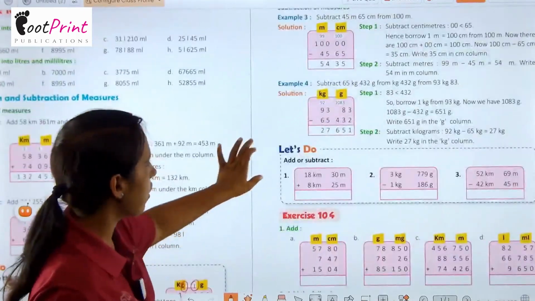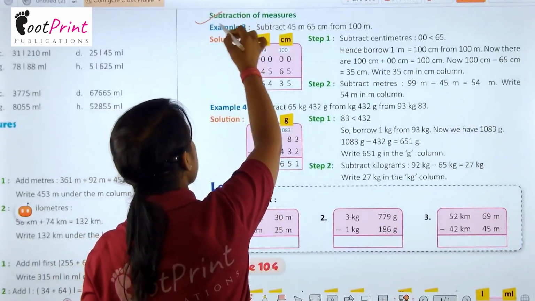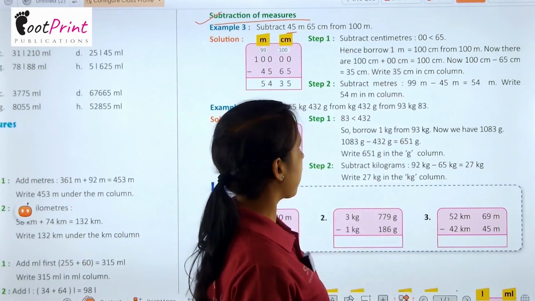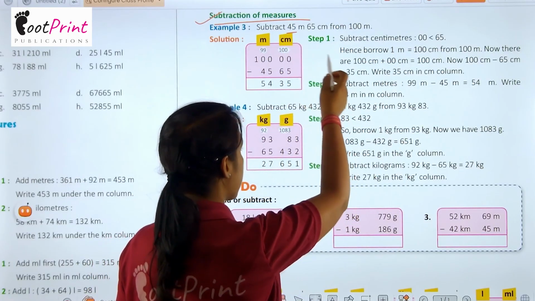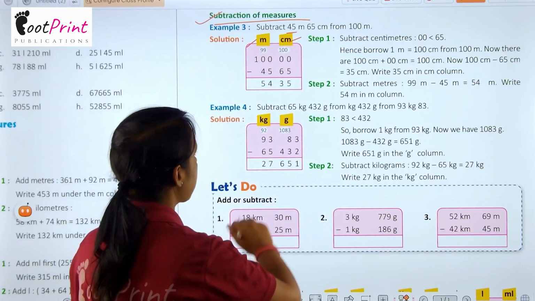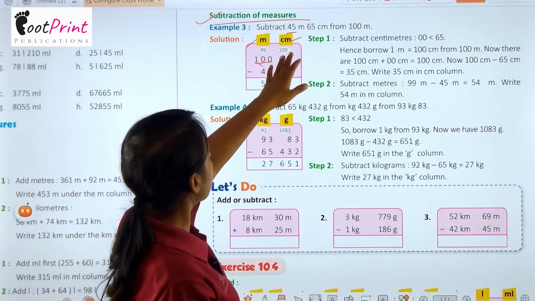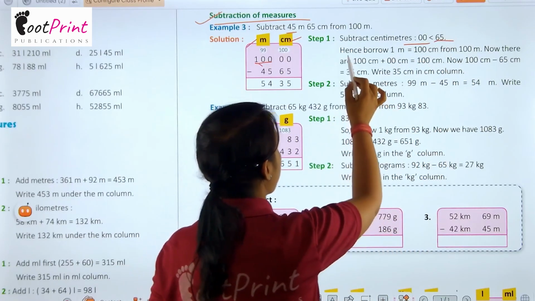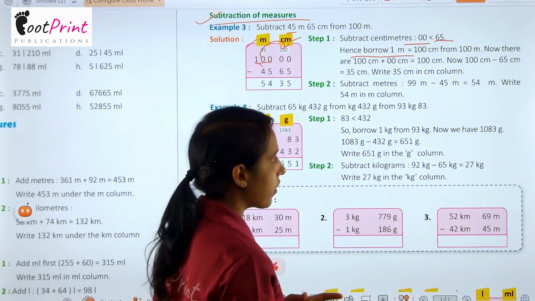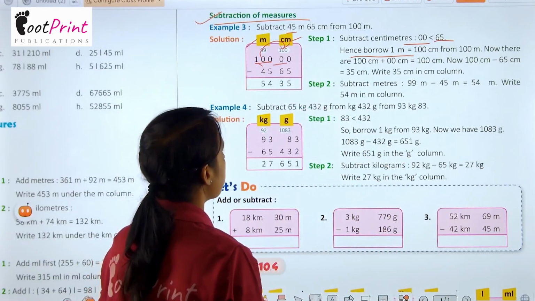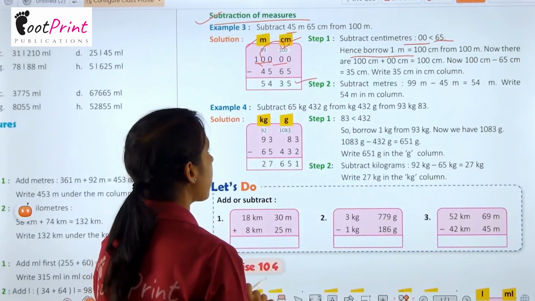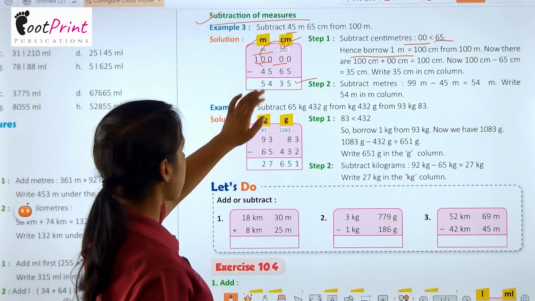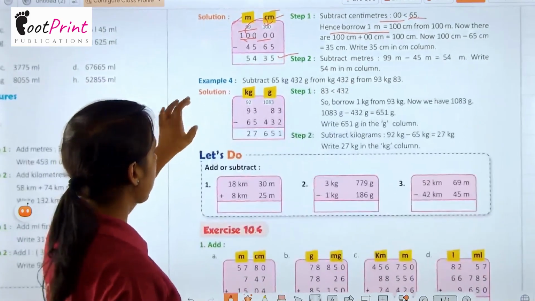Okay, now we will move to the next topic, that is subtraction of measures. How to subtract it? Okay, example number 3: subtract 45 meter 65 centimeter from 100 meter. As we know, first we arrange the columns, meter and centimeter, then we will write here 100 meter, and we know that there is no centimeter, so we will put 0 here. So 0 is less than 65, so we borrow 1 meter, and 1 meter equals 100 centimeter. Okay, so 100 centimeter minus 65, we get here 35. Here it will become 99, so 9 minus 5 is 4, and 9 minus 4 is 5. Okay, so in this manner we can easily subtract it.